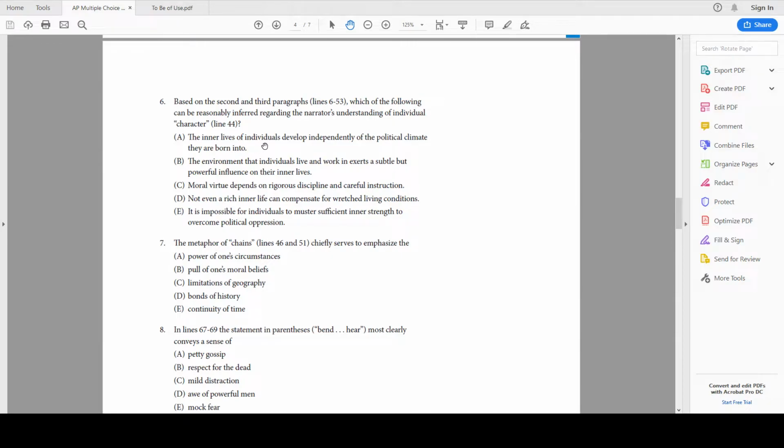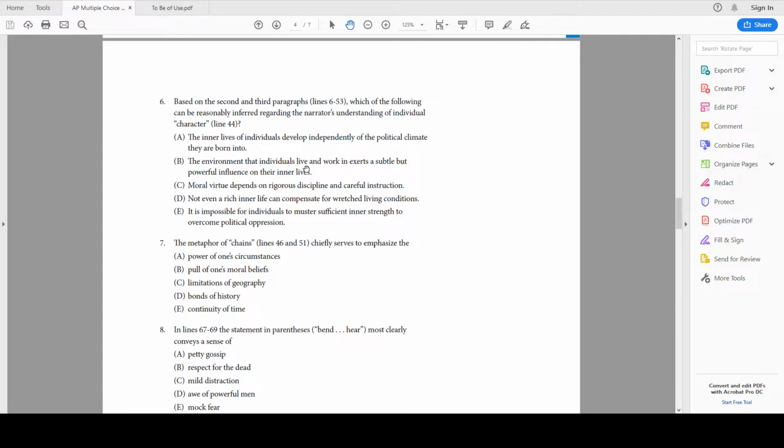The inner lives of individuals develop independently of the political climate they are born into. Once again, what that question is asking is, did you literally understand what was said? The passage, if you read it again, you can pause the video, read it again, or just play back me reading it. The passage says that understanding stuff about social particulars, i.e. political climate, influences inner lives. So if you understand the passage, it's clear that it means the opposite of inner lives developing independently. It means that they develop in a dependent manner based on political climate. So A is not the answer.